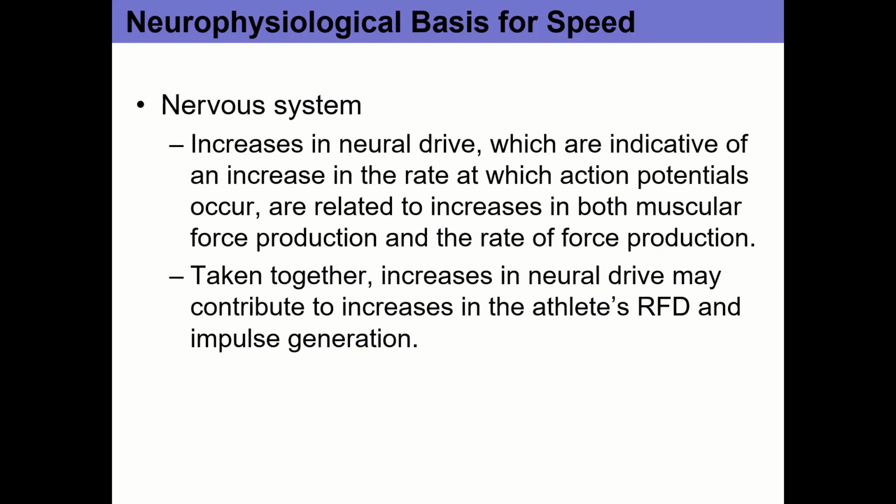Nervous system. In terms of the neurophysiological basis for speed, the thing to know is that strength training enhances neural drive. Neural drive is the frequency and amplitude of depolarization of the alpha motor neurons. Remember, the alpha motor neurons are the nerve cells that cause contraction of the skeletal muscle fibers, those fibers that are controlled voluntarily. And so by strength training, we're able to generate more action potentials more quickly and thus able to stimulate or activate muscle fibers faster.